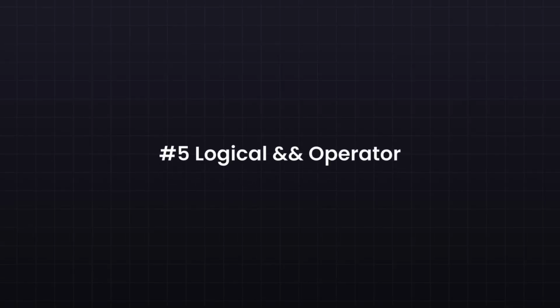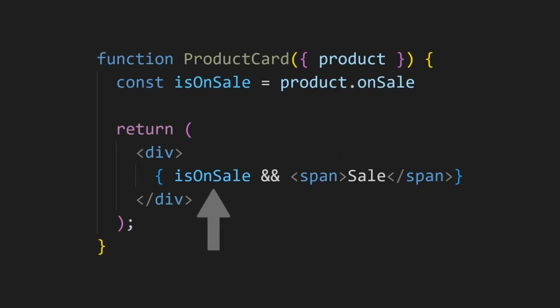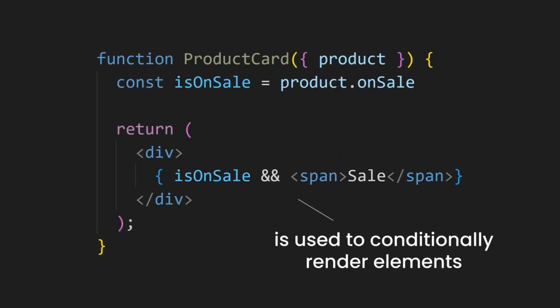Closely related to that is the logical AND operator. This one is so simple. If the expression on the left side is true, React will render what is on the right side. If it is false, React renders nothing. For example, when the product is on sale, you render a span which says sale. React takes advantage of this behavior to conditionally render elements.